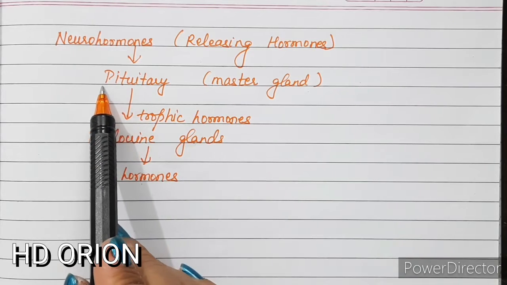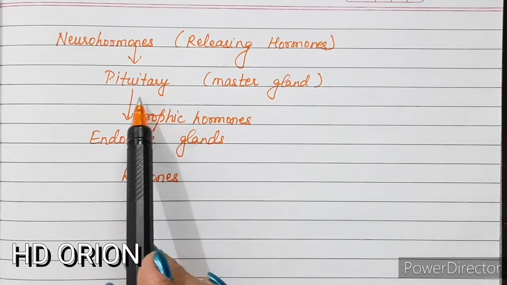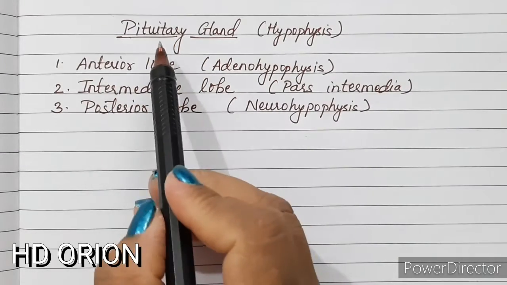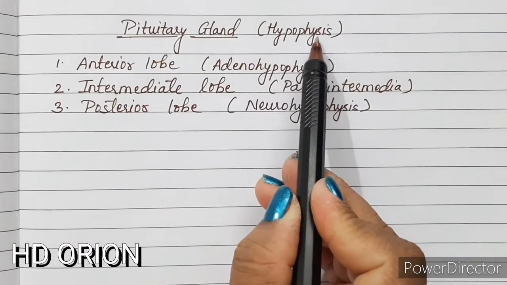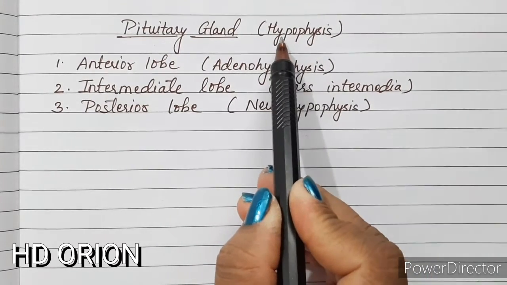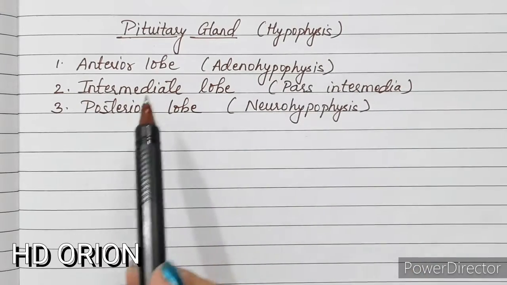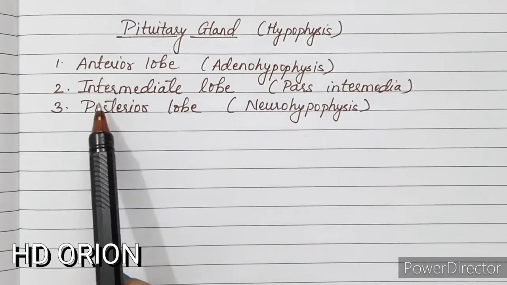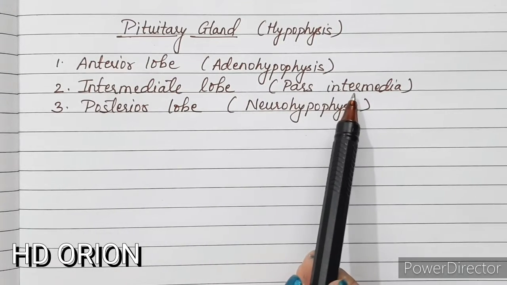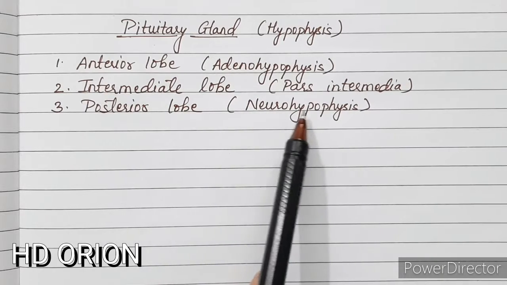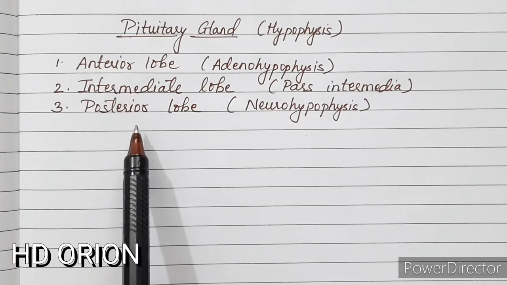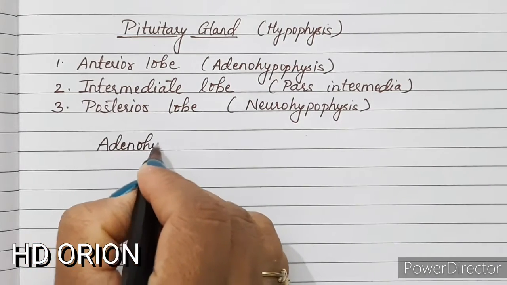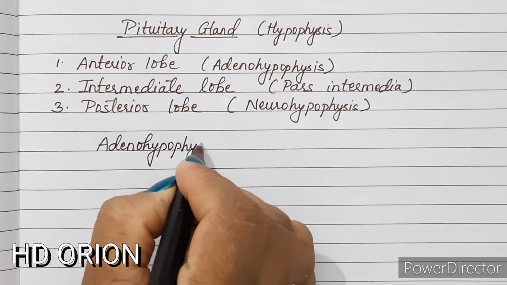Now let us study the different lobes of the pituitary and the different secretions of the pituitary. The pituitary gland is also known as hypophysis. Apart from being the master gland, this is scientifically called as hypophysis. It is divided into three lobes: the anterior lobe, also known as Adenohypophysis, intermediate lobe, pars intermedia, and posterior lobe, Neurohypophysis. Each lobe secretes different hormones. Let us first study the anterior lobe, also known as Adenohypophysis.